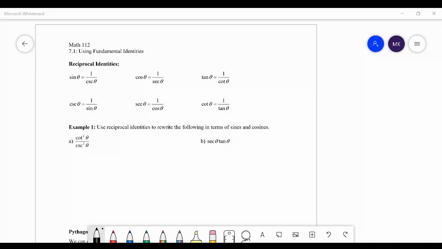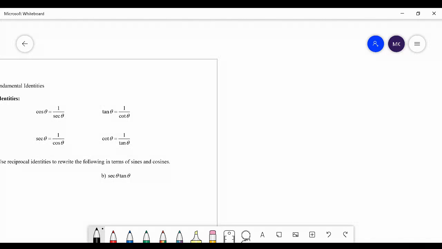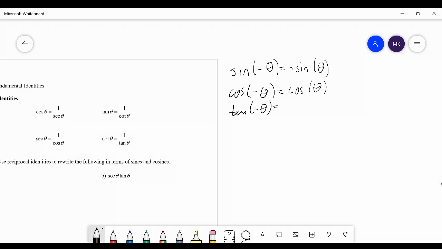So like I said, there are negative angle identities. I want to really quickly touch on that. Negative angle identities were things like sine of negative theta is equal to negative sine of theta. Cosine of negative theta is equal to cosine of theta. And tangent of negative theta is equal to negative tangent of theta.